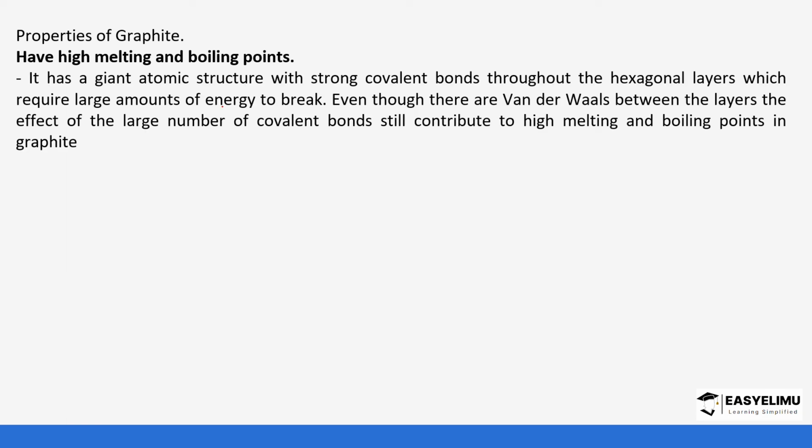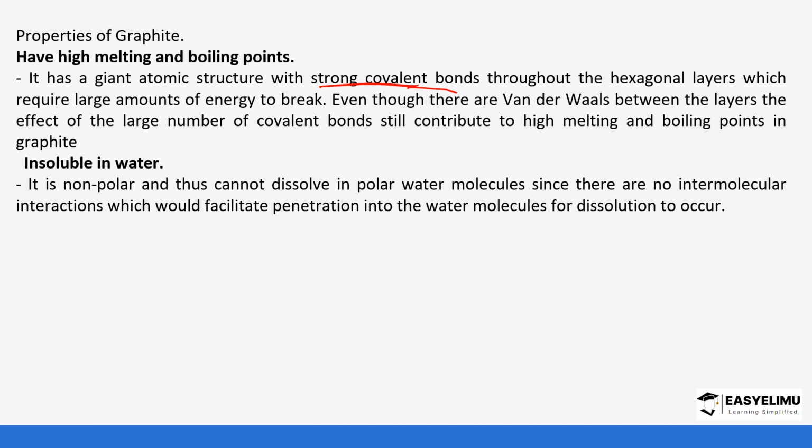So some of the properties of graphite is that it has high melting point and boiling point. This is because its structure is bonded by strong covalent bonds. So these strong covalent bonds require a lot of energy. Although we said that in the arrangement of the atoms there are van der Waals forces between the layers, they do not contribute to the high temperature. The high temperature is contributed by the strong covalent bonds. And then graphite is also insoluble in water because it is nonpolar. We said nonpolar does not dissolve in polar. Polar dissolves in polar because of the dissociation of ions and the interaction of the ions as well.